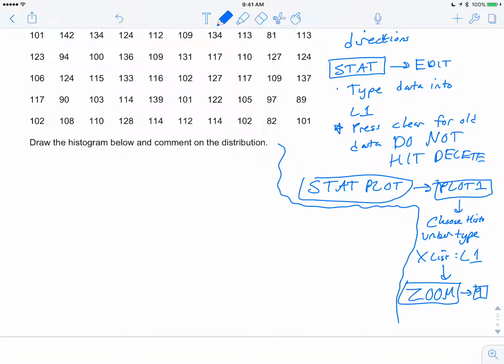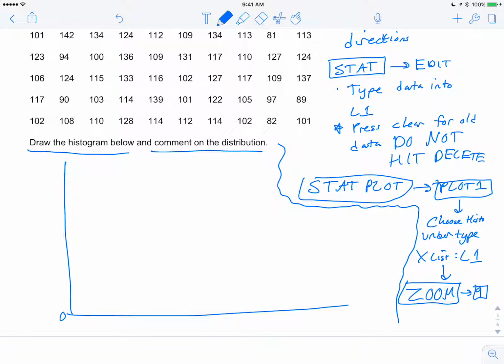Now, I'm going to draw a visualization of what that should look like for you. It's going to take a little bit of time. But also, when the directions say draw the histogram below and comment on the distribution, we're talking about the shape, center, and spread afterwards. So I'm going to draw my axes real quick, briefly. We have counts from 0 to 20, so I'm going to go 0 here. Let's do 5, 10, 15, and then top will be 20. Try and keep this good.